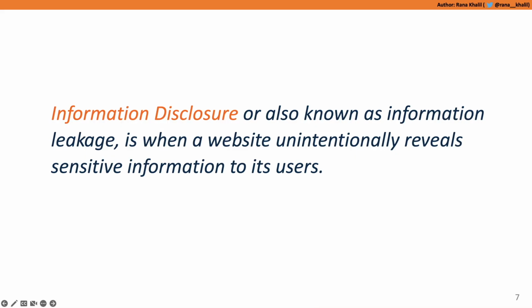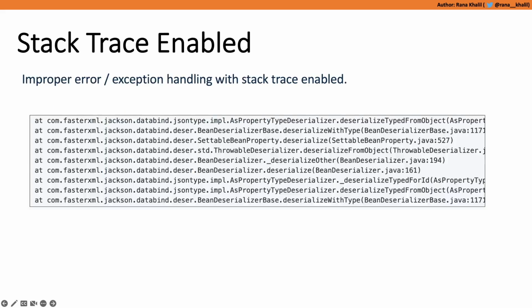Now, information disclosure vulnerabilities can arise in countless different ways, and so it's difficult to go over each and every example of this type of vulnerability. And so what we'll do is go over the most common ones, starting with having stack trace enabled. Having improper error and exception handling with stack trace enabled in the production environment is the perfect recipe for attackers to generate error messages that expose the frameworks and libraries that the application is using in the backend.